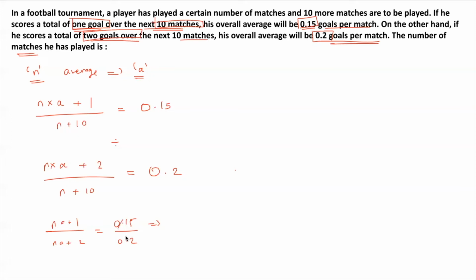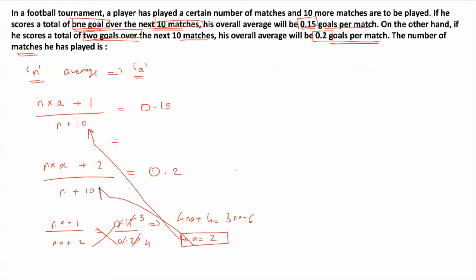So you will have 15 by 20 and cancel out 5. So 3 fives are 15 and 4 fives are 20. The next step is you can cross multiply. You will have 4na plus 4 is 3na plus 6. So you have the value na is equal to 2. This value of na you can substitute in either of these equations, and you will basically get the value of n, that is the number of matches played.